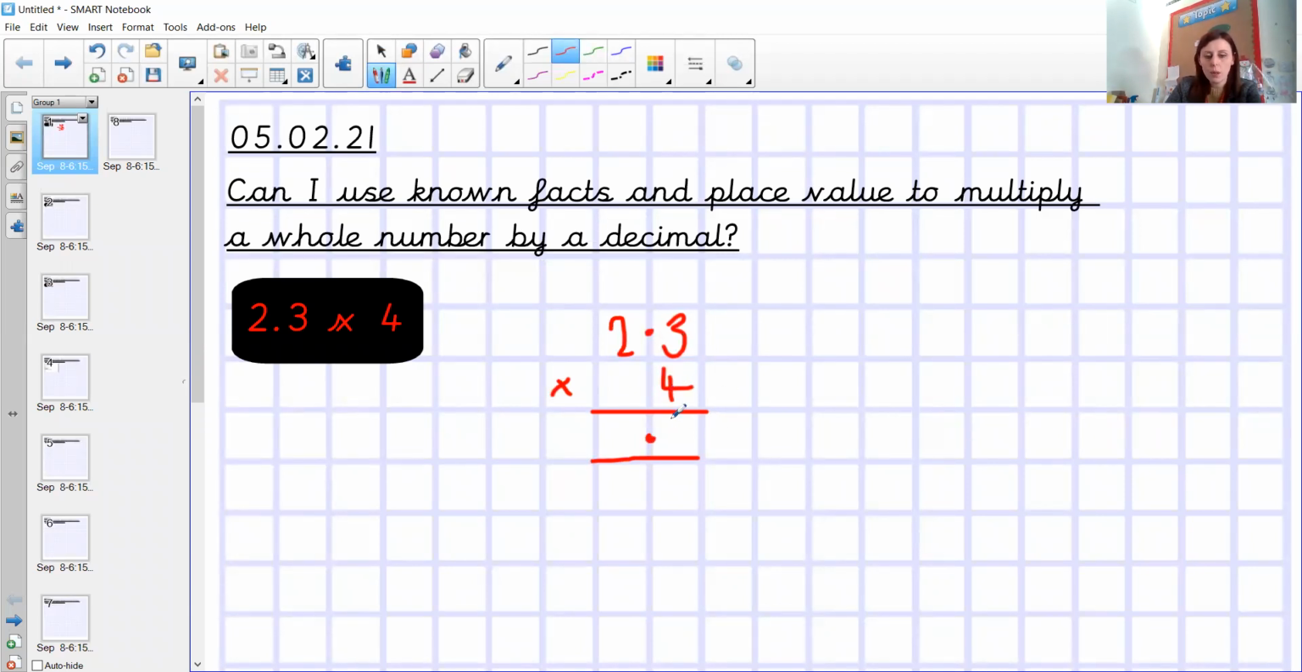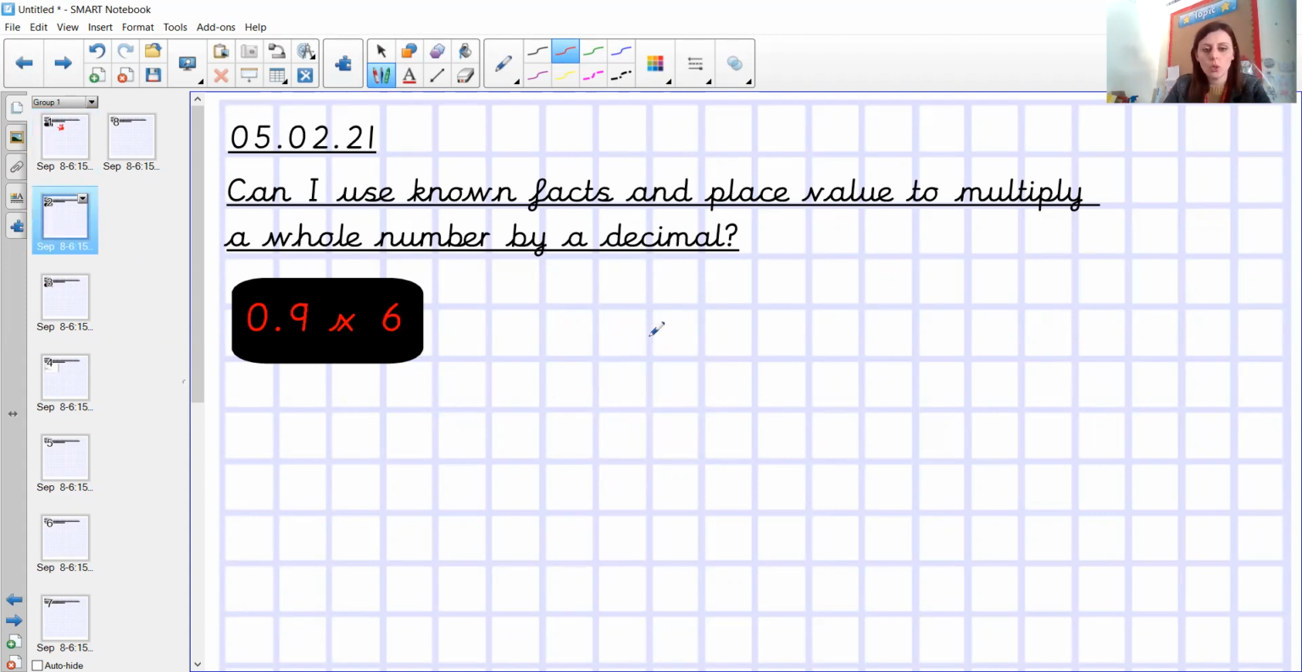So 4 multiplied by 3 gives me 12. Make sure I carry the 1. 2 times 4 gives me 8. Making sure that I don't forget my 1 down there gives me 9.2. Okay, lovely. Right, let's have a look at another one together then.